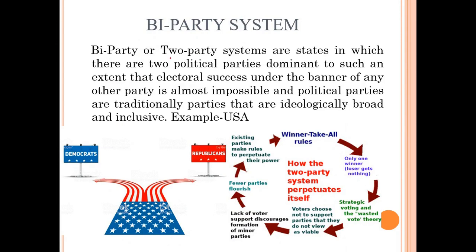Bi-party system means two-party system. A two-party system mainly works in very advanced or developed countries of the world, particularly the UK and USA. Both countries mainly have a two-party system. For example, if we take the USA, we find Democrats and Republicans. There are two groups of people, and they have different ideologies. This represents the USA.